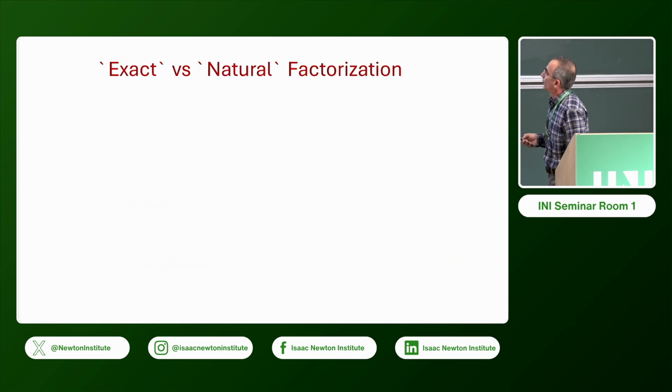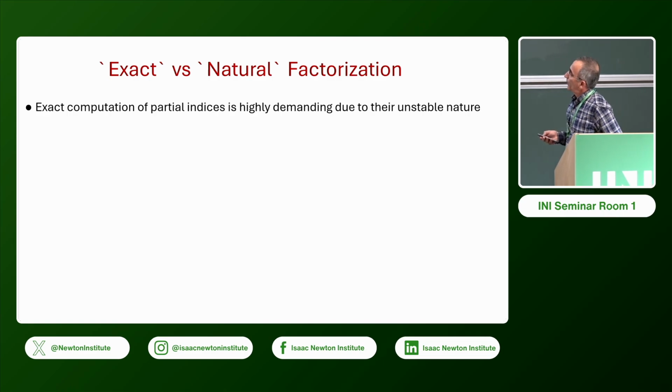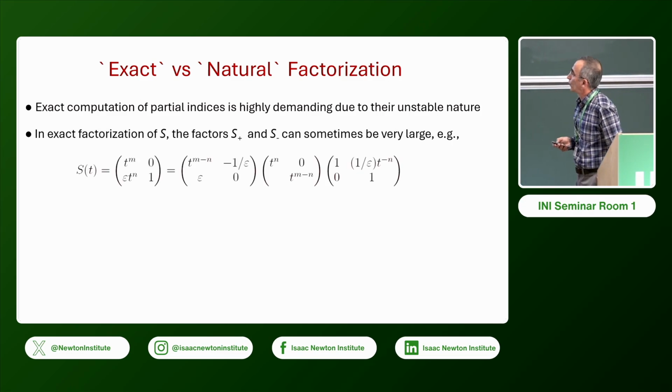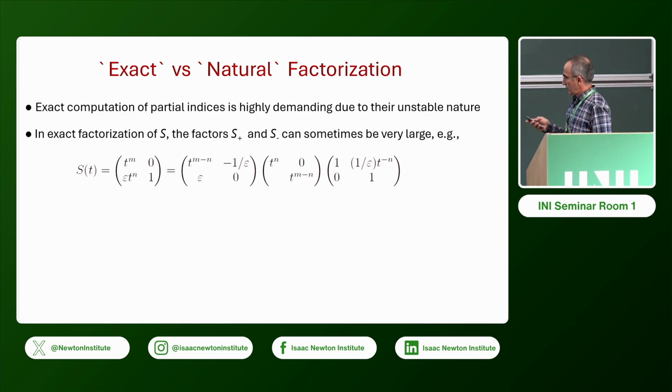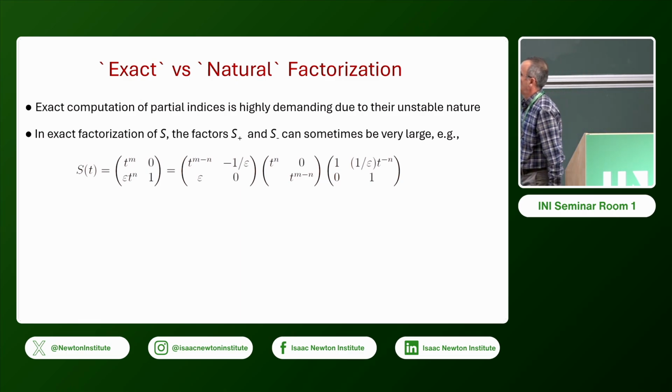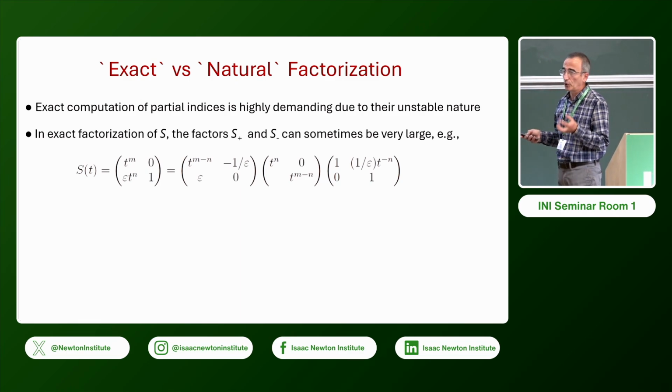And then we introduced this concept to make a difference between exact and natural factorization. Let me explain this idea. Of course, exact computation of partial indices is a very difficult problem, and this again illustrates why it should be difficult. For example, if this epsilon is very small, immediately the exact partial indices of this are n and minus n. But on the other hand, if we have some numerical procedure and this appears as an intermediate step in factorization, this small epsilon might appear because of round-off errors.